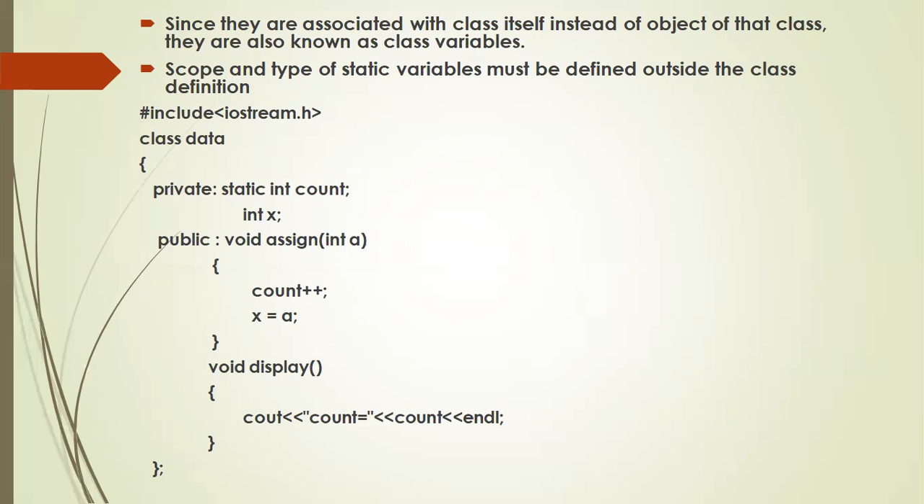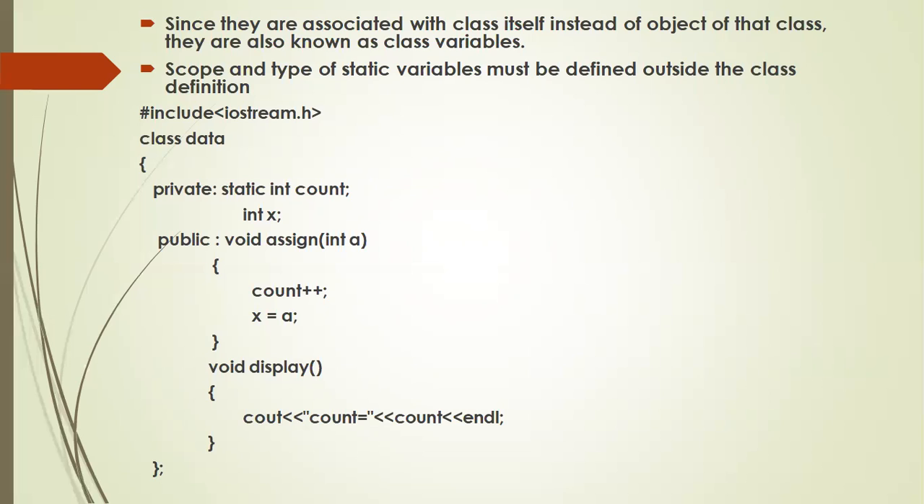So here I have declared two data members, count and x. Out of that, count is declared with the keyword static, so that becomes a static data member, whereas x is a non-static data member. And the member functions are, one is assign, the other one is display. Both the member functions I'm defining inside the class only. So the prototype says void assign(int a). The function name is assign, no return value. It takes only one argument of integer type.